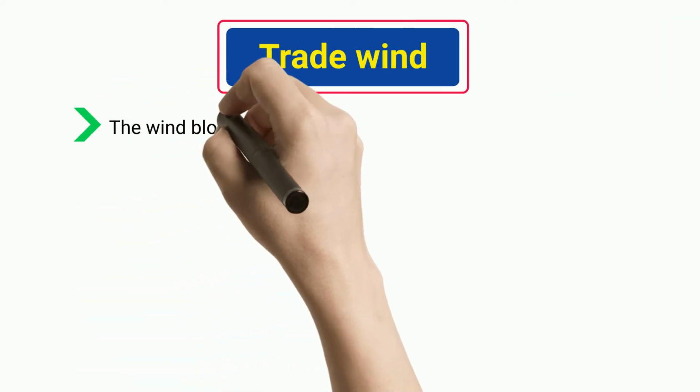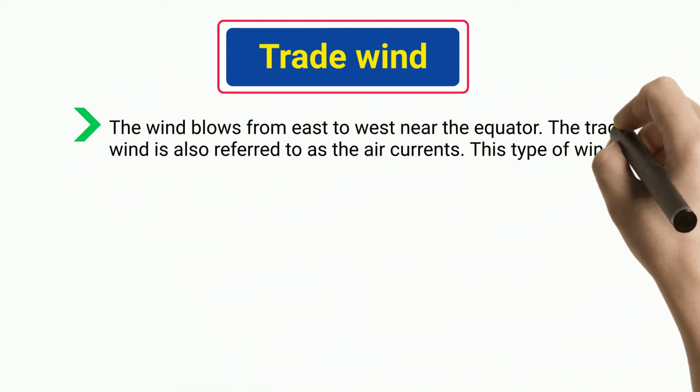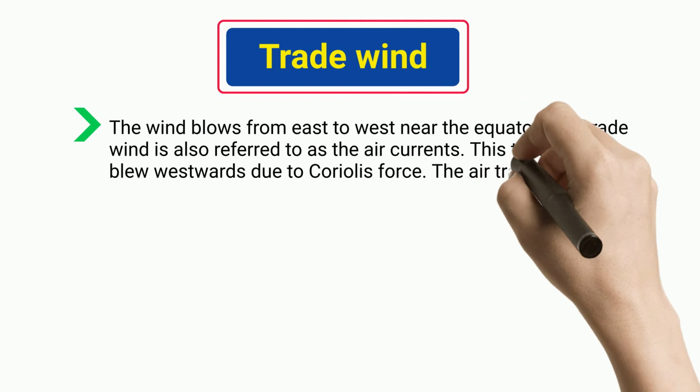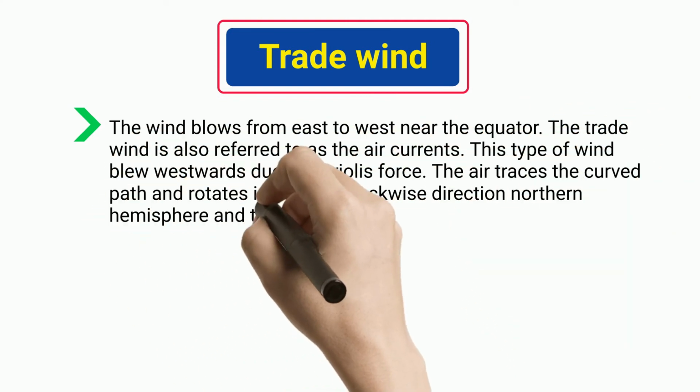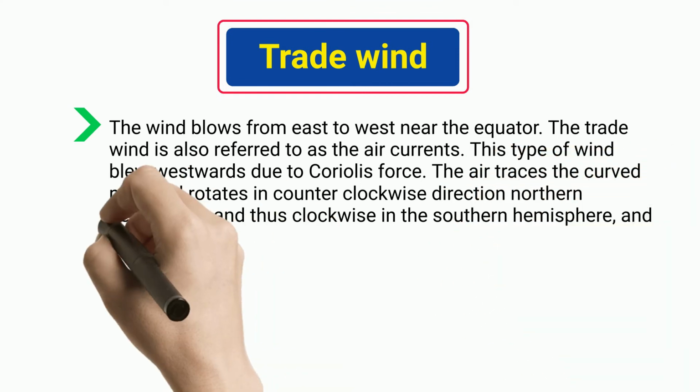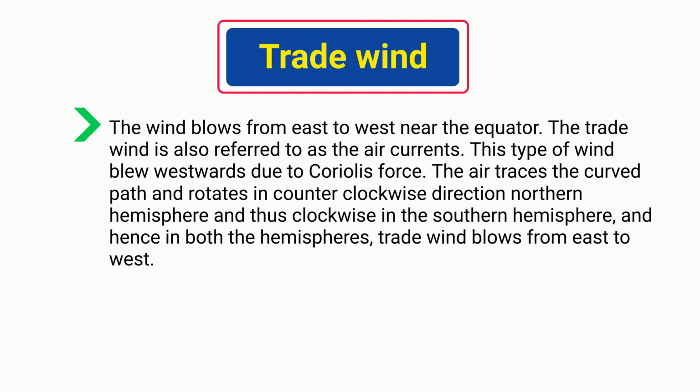Trade wind. The wind blows from east to west near the equator. The trade wind is also referred to as air currents. This type of wind blows westwards due to Coriolis force. The air traces a curved path and rotates in a counterclockwise direction in the northern hemisphere and clockwise in the southern hemisphere, and hence in both hemispheres, trade wind blows from east to west.